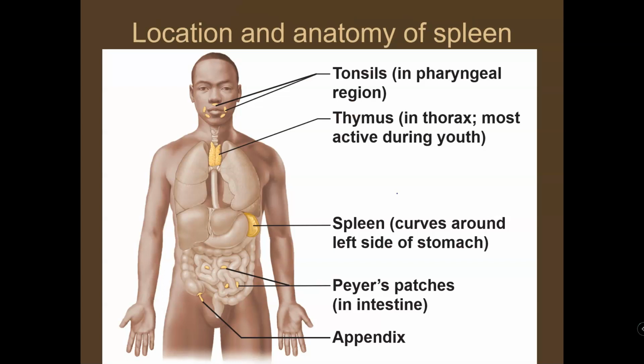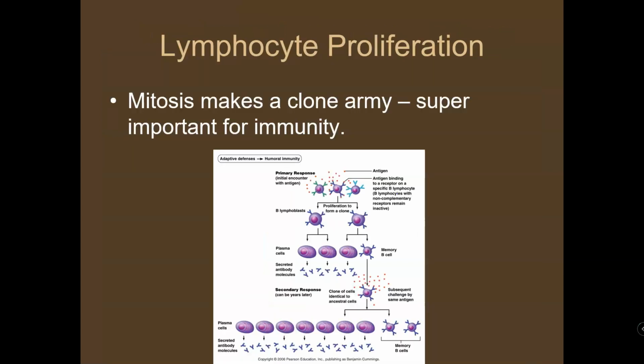Location and anatomy of the spleen. It is in the abdominal cavity, just lateral to the stomach. A lot of people confuse it with the liver because it can look dark like the liver, but it's not the liver at all. It is up there on the opposite side of the stomach from the liver, though.